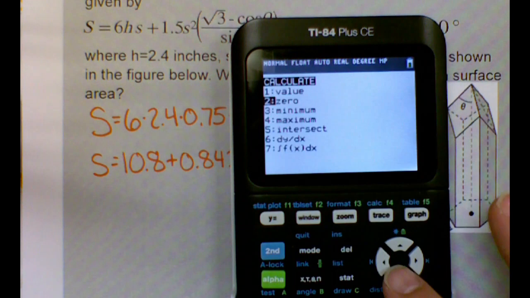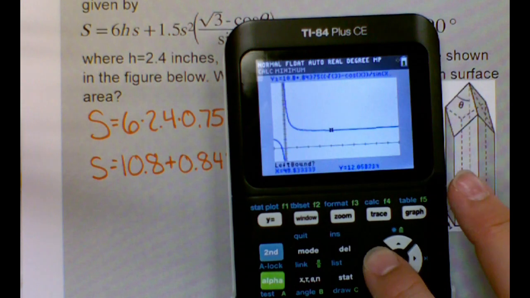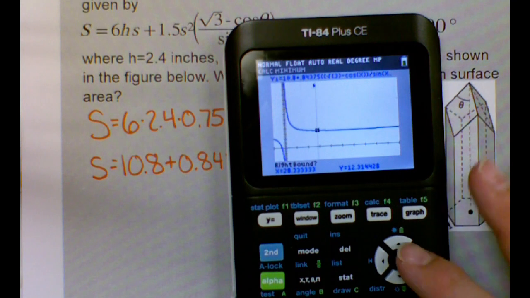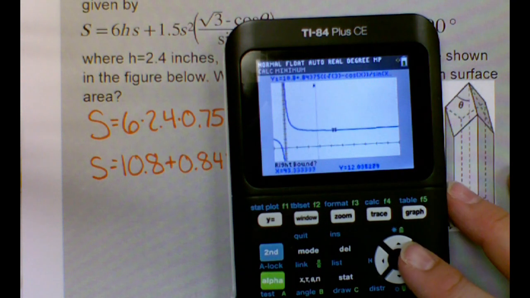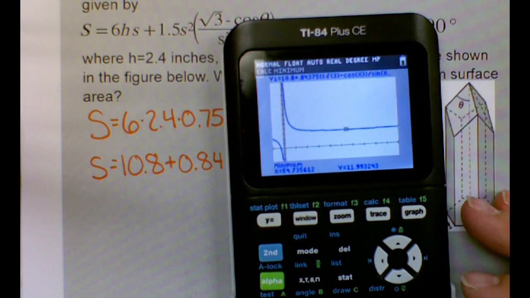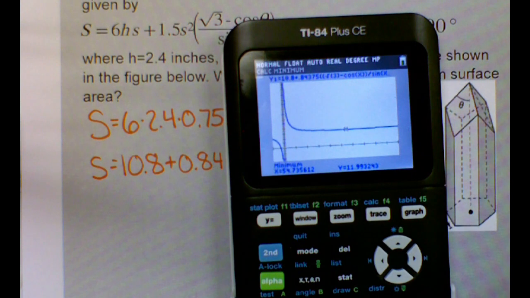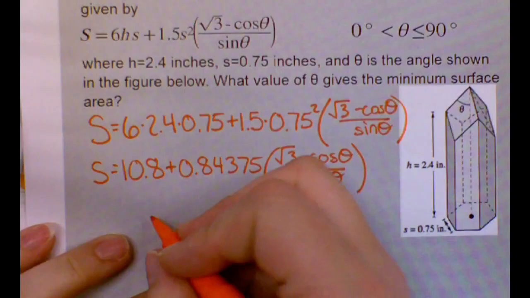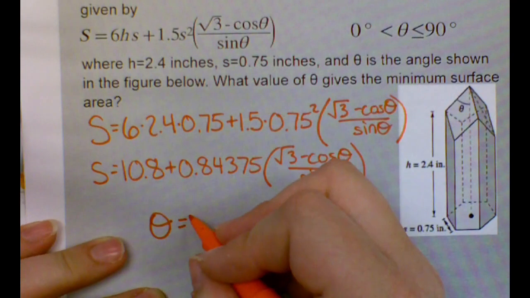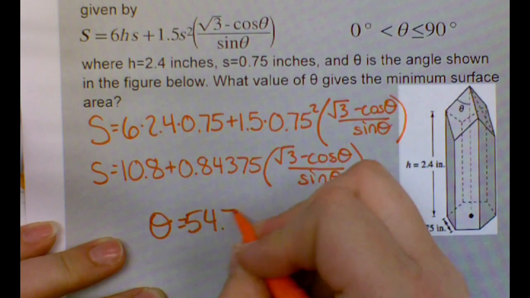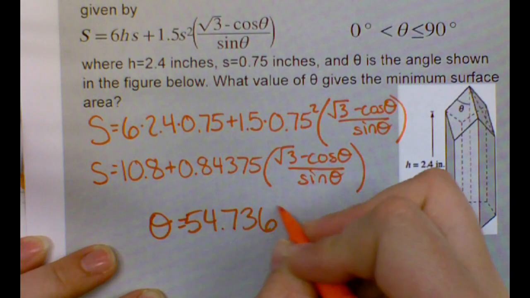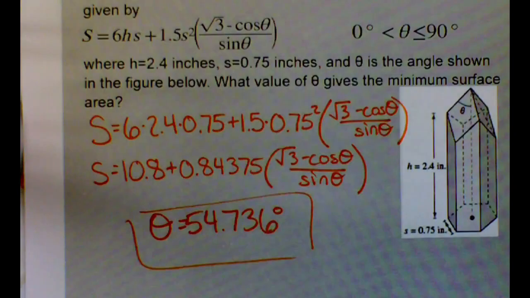So second, calculate my minimum. All right, make sure I'm on the side of it that it starts getting bigger again. Watching my y values. Press enter to guess. Minimum x is 54.735612. Y is 11.99. So my answer for theta is 54.736 degrees. Calculator is very helpful.